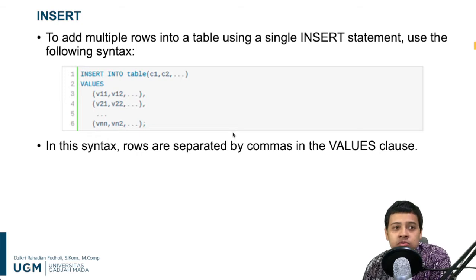To add multiple rows, you need to follow this syntax. Different rows are separated by different parentheses, and the parentheses are separated by a comma, just like this one. So over here we see n number of rows.